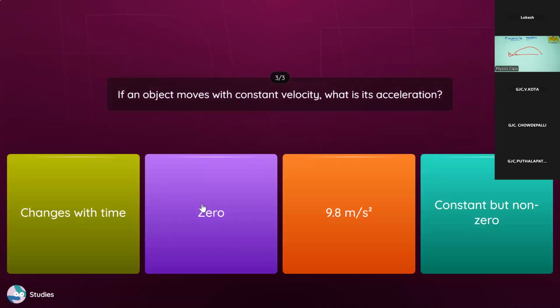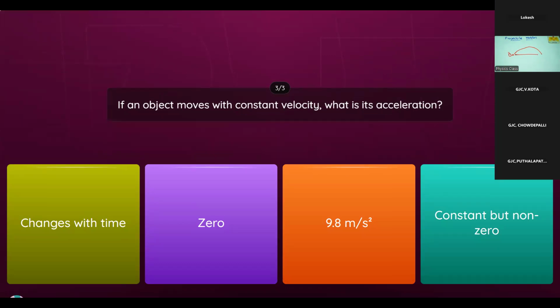Then the final question. If an object moves with a constant velocity, what is its acceleration? You already know the terms acceleration, speed, velocity, constant velocity, uniform velocity. So here one object moves with constant velocity. Then what is its acceleration?